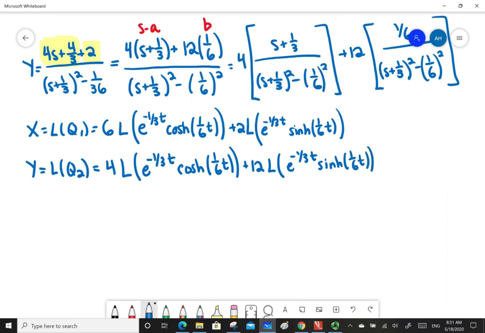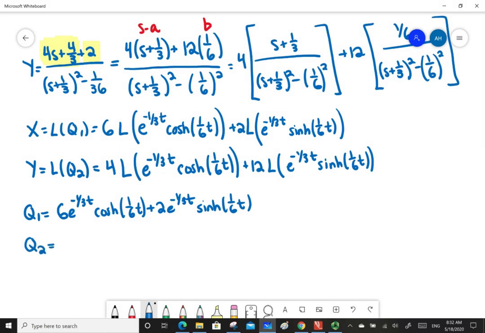So this shows us that q1, which is the inverse Laplace transform of x, is 6 e to the negative 1/3 t hyperbolic cosine of 1/6 t plus 2 e to the negative 1/3 t hyperbolic sine of 1/6 t. And similarly, q2 is 4 e to the negative 1/3 t times the hyperbolic cosine of 1/6 t plus 12 e to the negative 1/3 t times the hyperbolic sine of 1/6 t.